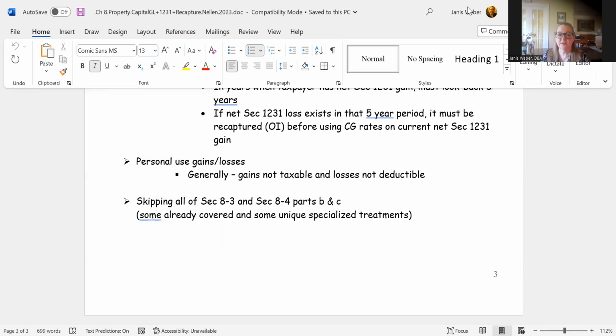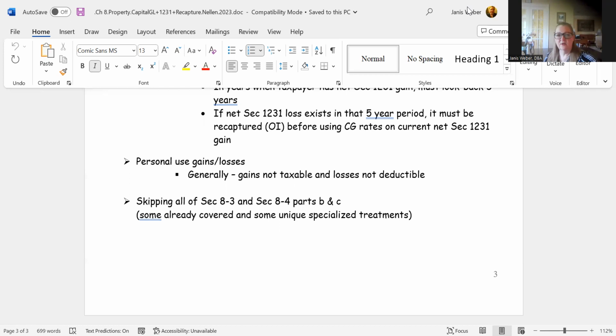All right, we're skipping a couple of sections. Section 8.3, we're going to skip all of that. Then we're going to skip parts B and C of section 8.4. The reason for that is some of that's covered in other places that we've already taken care of, and some of it is super specialized that I'm just not able to cover everything. So that's just a piece I chose not to take care of.